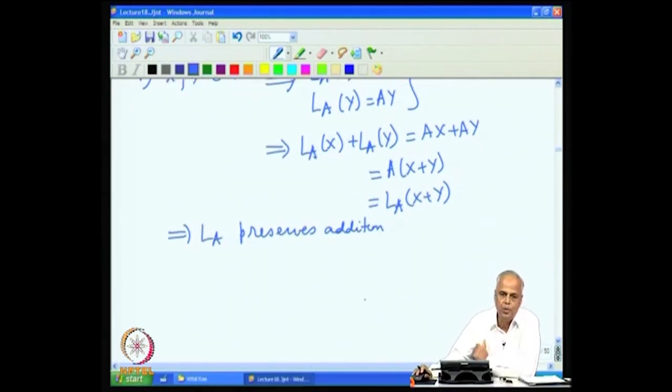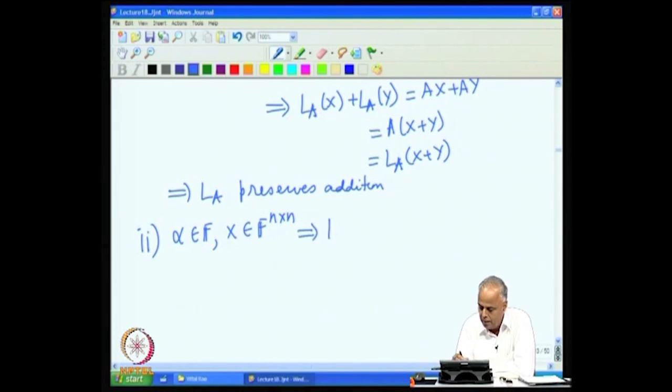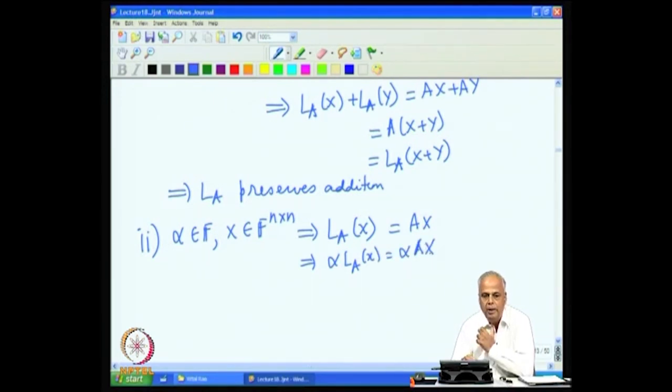The next thing that is required for L_A to be qualified to be called a linear operator is that it preserves scalar multiplication. So, let us look at a scalar and a vector. The vector space is F^(n×n), so a vector now is a matrix again. We have L_A of x is equal to Ax by definition, and therefore, alpha times L_A x is equal to alpha times Ax. Again, in matrix multiplication, constants can be moved in and out. So, it is A alpha x.